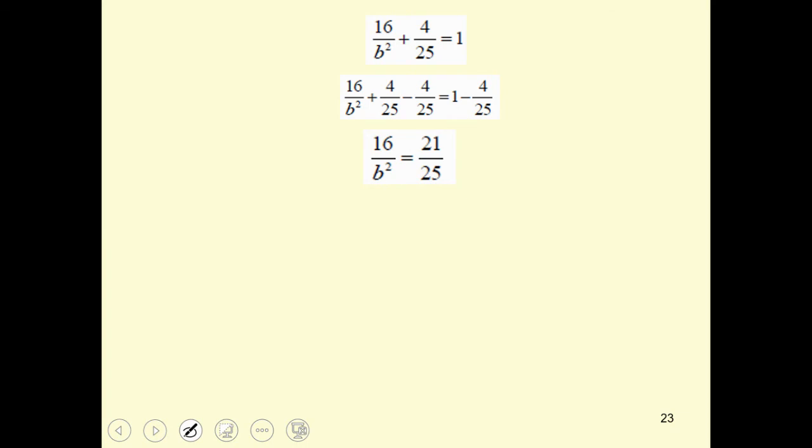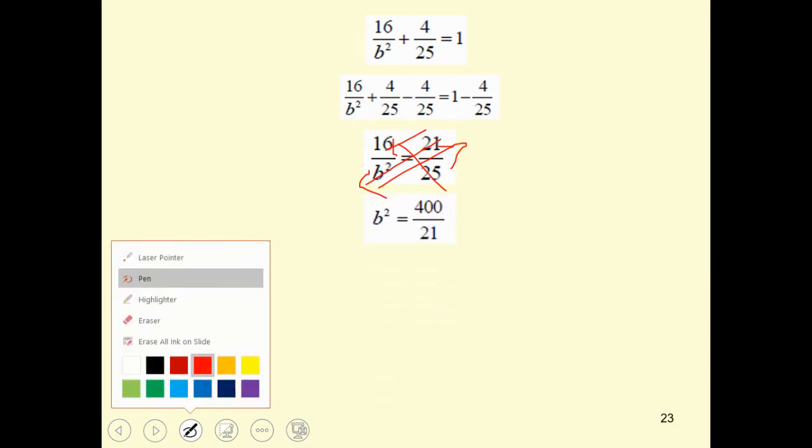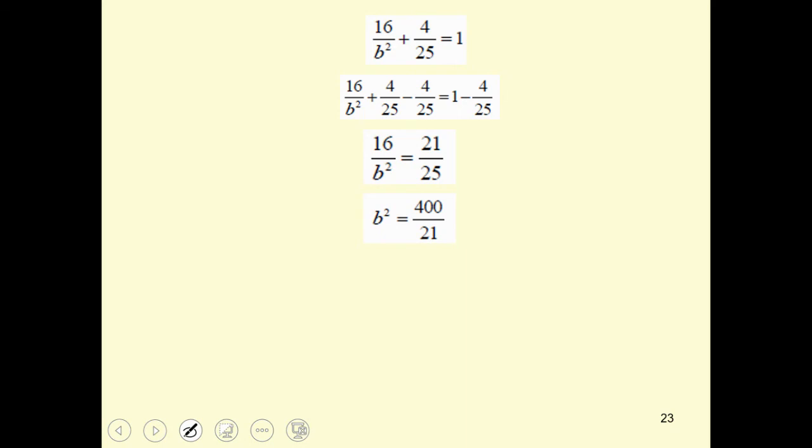So we transfer b squared to the top and 21 goes here. 25 we multiply there. Right? So that will become 400 over 21. Again, class, b squared we moved here, 21 we put under it, and 25 we multiply there. So 400. 16 times 25 is 400. That's over 21.